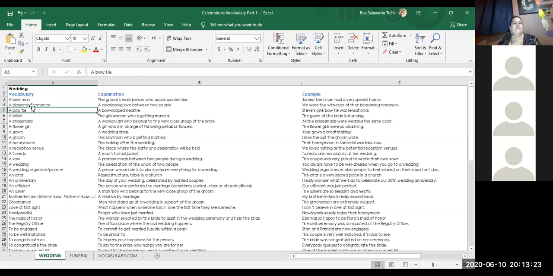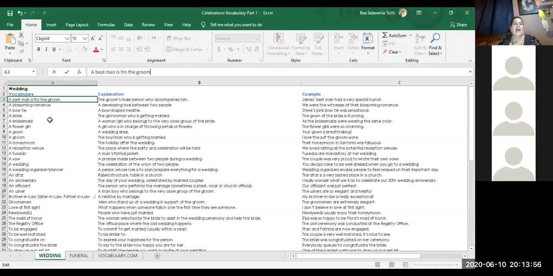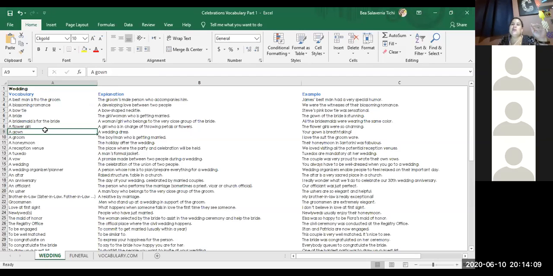Very good. Then we have blooming romance, which is when the relationship is like in the honeymoon period. That's a blooming romance. A bow tie is corbatín. So you have the tie, but you have the corbatín like a chonga. That's a bow tie. Okay? Then we have the bride, which is the girl. Now, the best man is for the groom, but the bridesmaid is for the bride. A best man is for the groom. And a bridesmaid is for the bride. The girls that help with the rings, the lace, all the different accessories, right? Then you have the flower girls that are usually little girls, right?